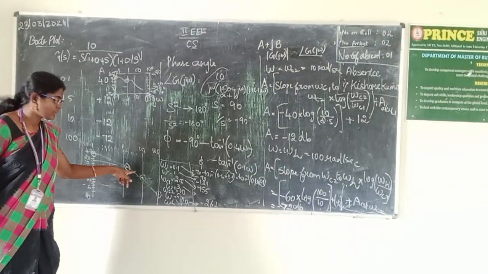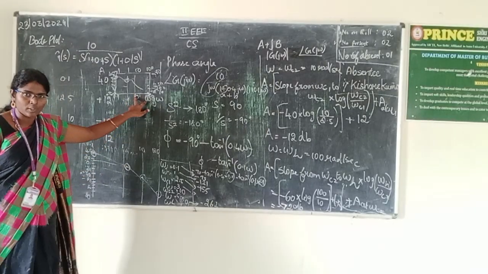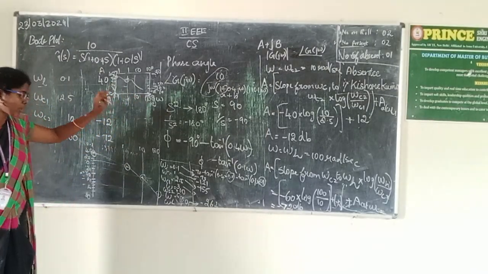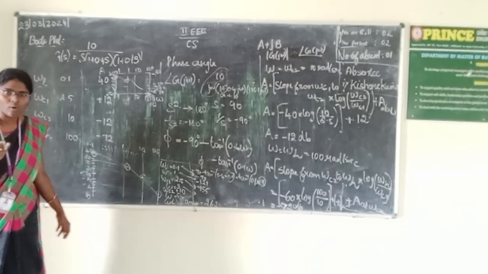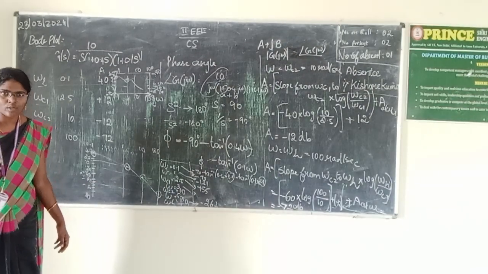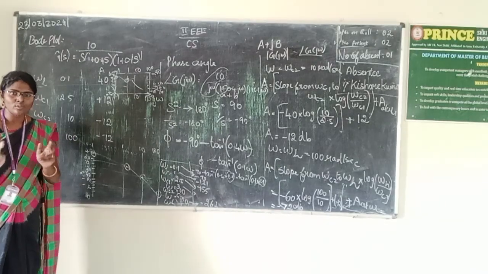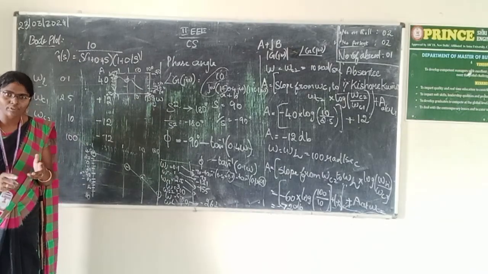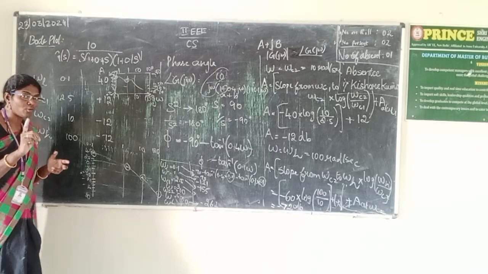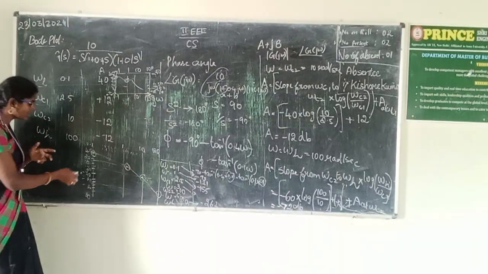Now we have drawn this magnitude plot as well as the phase plot. Both are done. What do we have to find? Gain crossover frequency and phase crossover frequency. That is the question. So we construct the Bode curve in order to find the gain crossover frequency and phase crossover frequency. How will we find the gain crossover frequency?